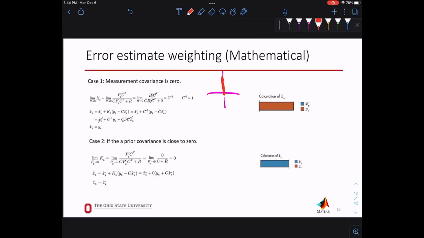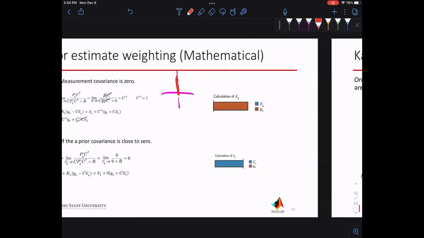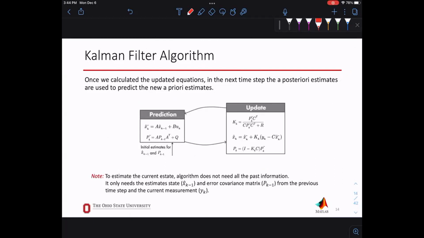So finding out those two covariance matrices is basically your only job when you're tuning for Kalman filtering. You also need to know which state you're estimating, right? So prediction, update, prediction, basically that's what you run.